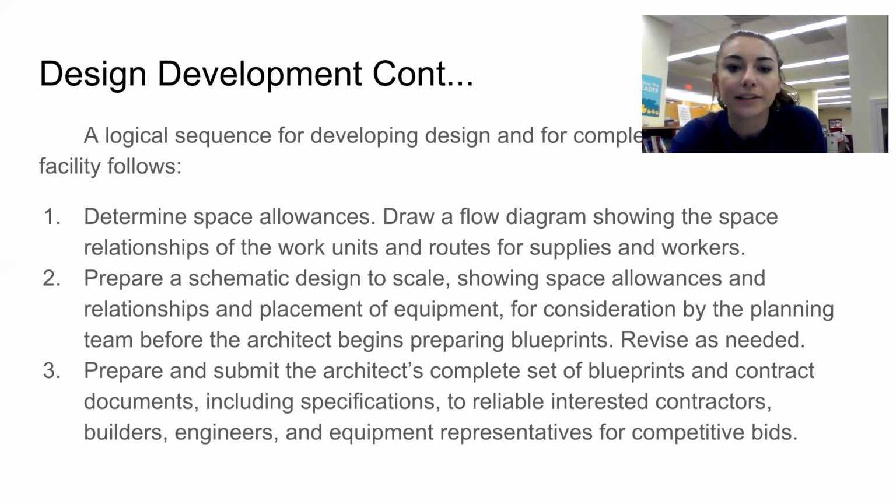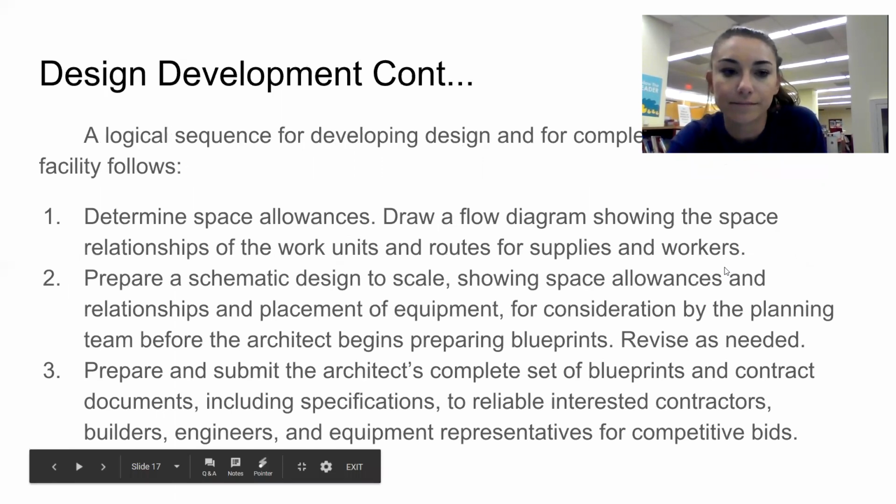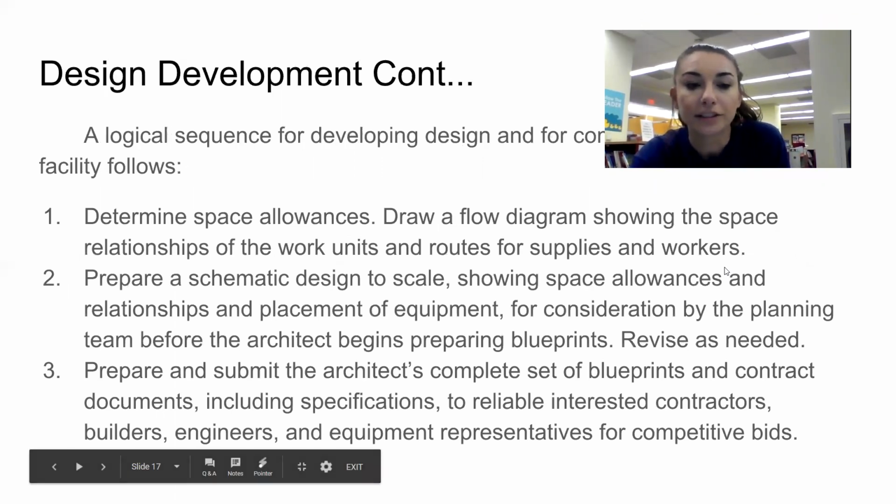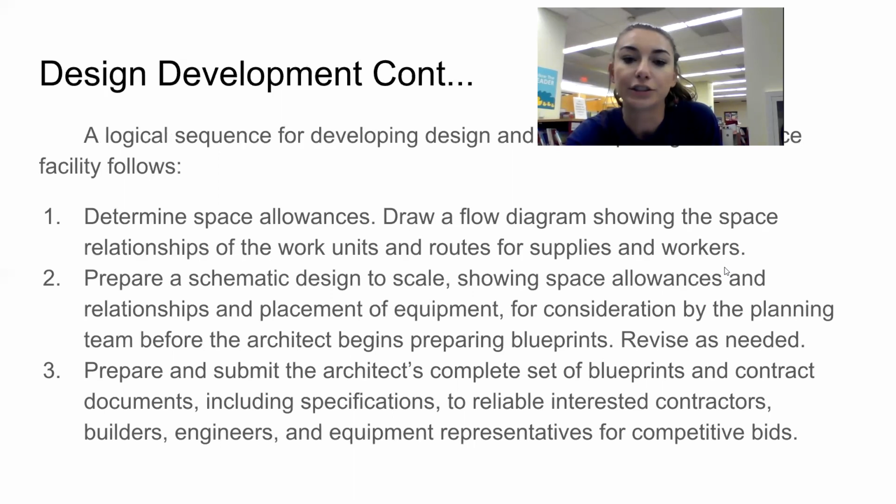So there's a logical sequence for developing a design for a facility. Number one, you want to determine the space allowance by drawing a flow diagram showing the space relationships of the work units and routes for supplies and workers. The second step, you prepare a systematic design to scale showing space allowances, relationships, and placement of equipment for consideration by the planning team before the architect begins preparing blueprints and revisions as needed.